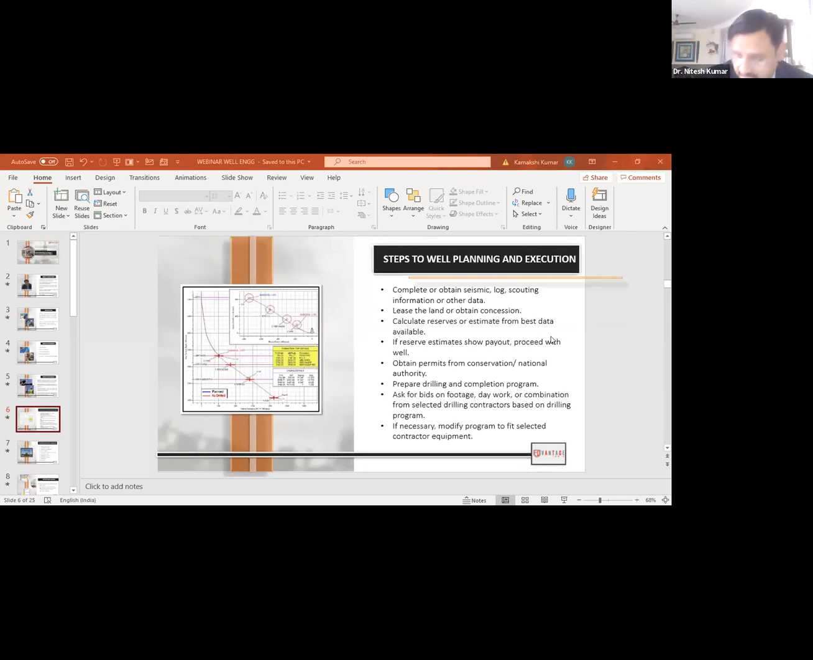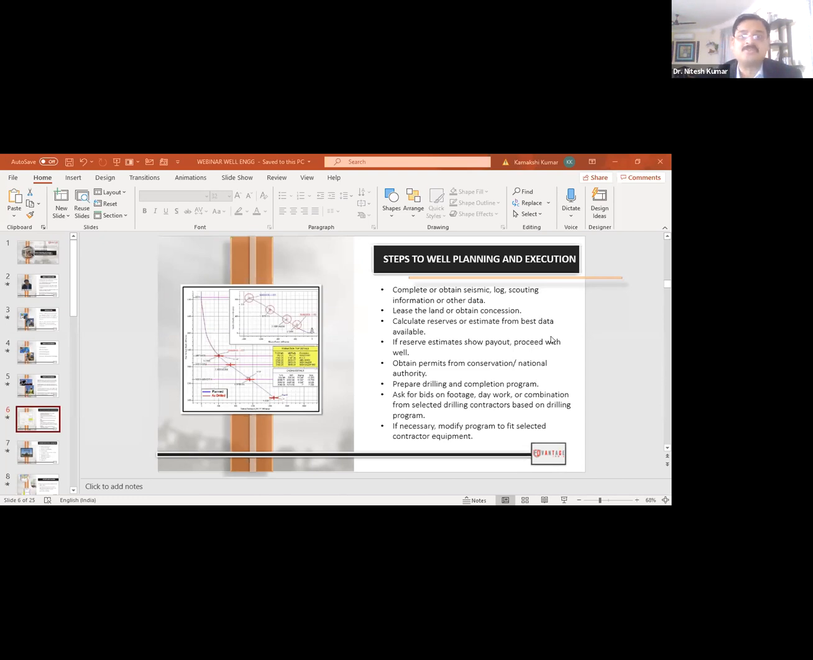We were talking about the steps to well planning and execution. The whole picture: you must obtain your seismic studies, look at the logs, and scout for the information for the wells and all the offset information. Once you have done that study, you get the lease of the land or obtain concession. In India, the Directorate General of Hydrocarbons gives you the concession. Mind you, you just get the lease. An operator is a contractor to the government to drill oil and gas wells. At the end of the day, the operator pays some royalty to the government.